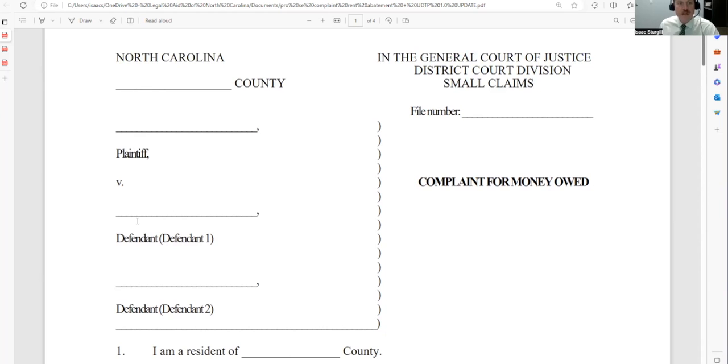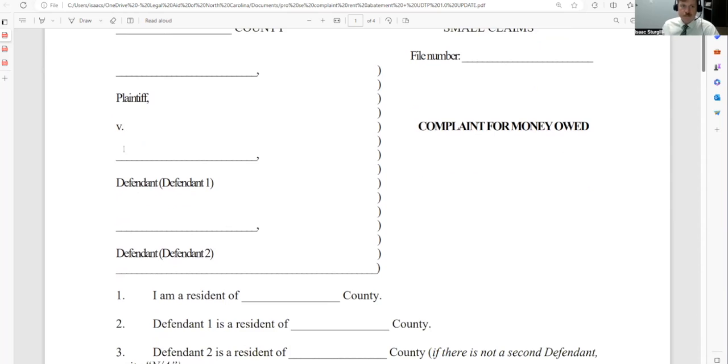And then the two spaces here are the names for the landlord. So the landlord would be the defendant in this situation. And there's two spaces here. The reason the form has two spaces is because both landlords and property managers are responsible for making sure that these repairs are made, and they both could be liable in a situation where neither one of them is doing anything to fix the property.